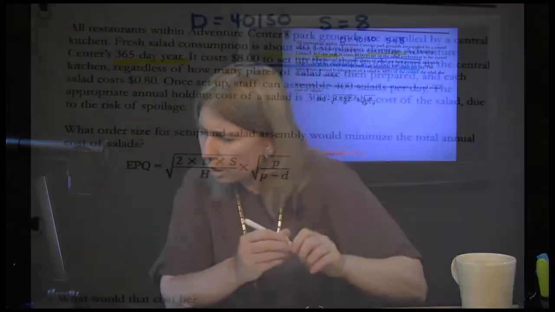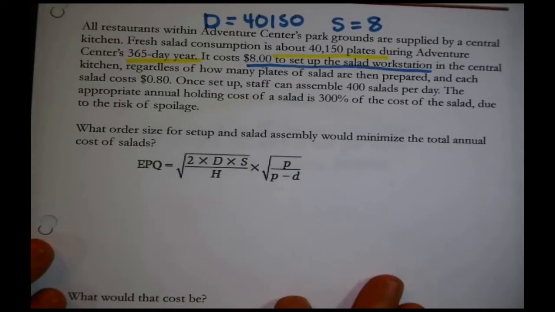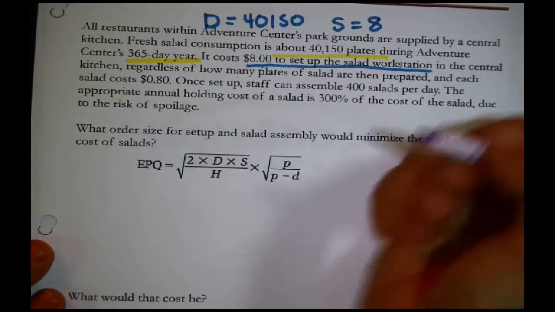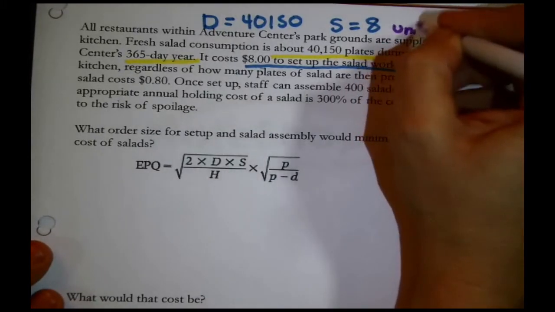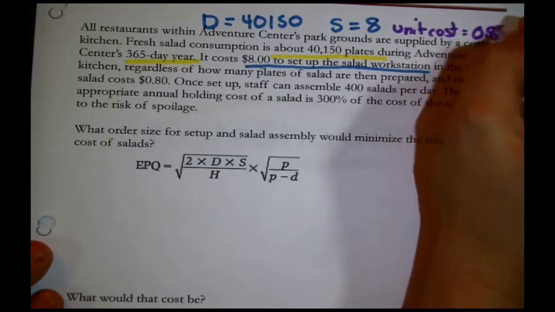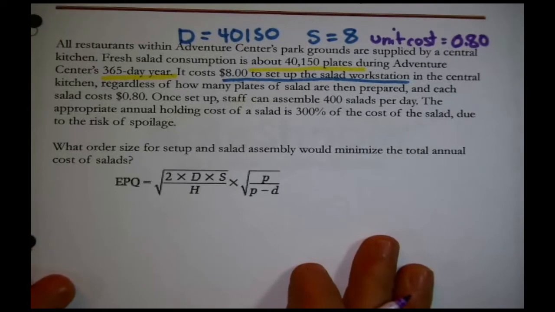Okay, now there's some other information here. Each salad costs 80 cents. All right, I don't have a neat abbreviation for that, but I'm pretty sure I'm going to need that information. Maybe I'll store it up here. Unit cost, 0.8, 80 cents.